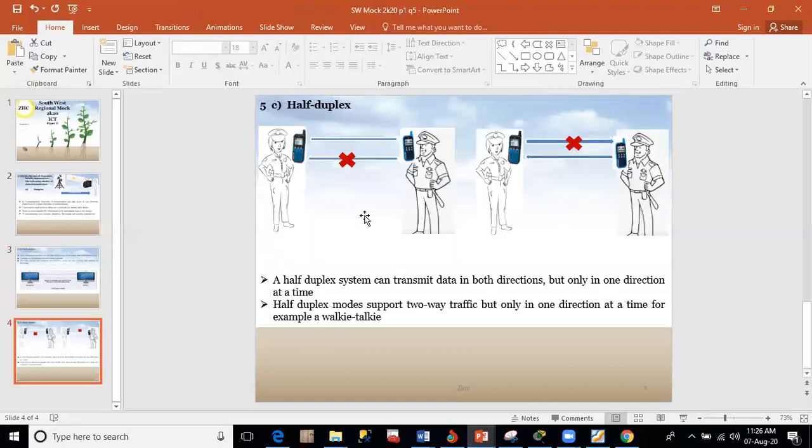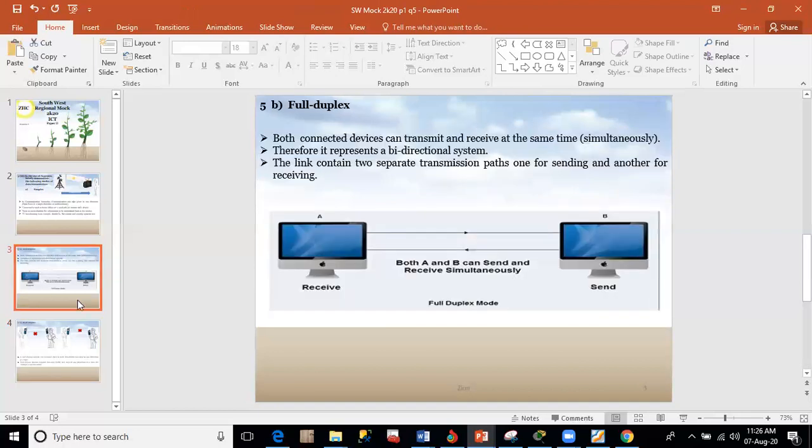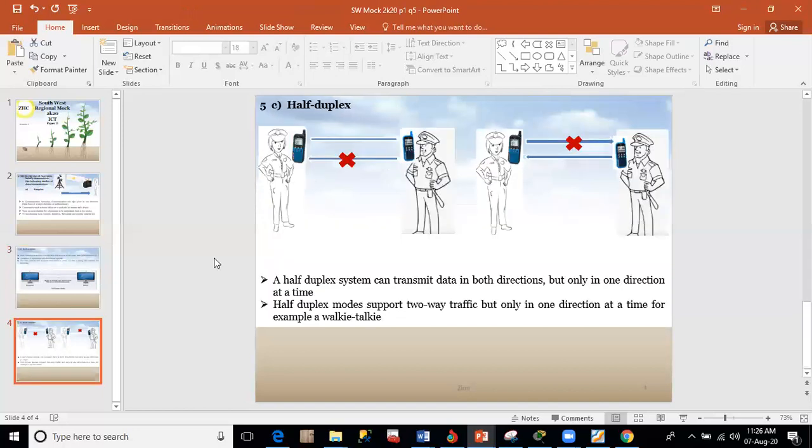Then, for the half duplex, it means that it is half of the full duplex we explained above. So half of this simply means that when I am communicating, you shut your mouth and listen. Then when you are communicating, I close my mouth and I listen.